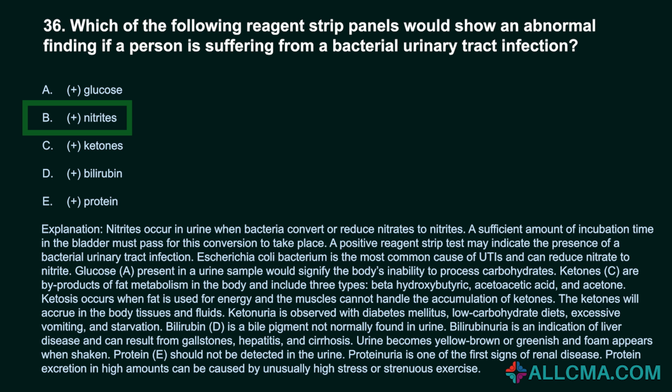Bilirubin, D, is a bile pigment not normally found in urine. Bilirubinuria is an indication of liver disease and can result from gallstones, hepatitis, and cirrhosis. Urine becomes yellow-brown or greenish and foam appears when shaken. Protein, E, should not be detected in the urine. Proteinuria is one of the first signs of renal disease. Protein excretion in high amounts can be caused by unusually high stress or strenuous exercise.